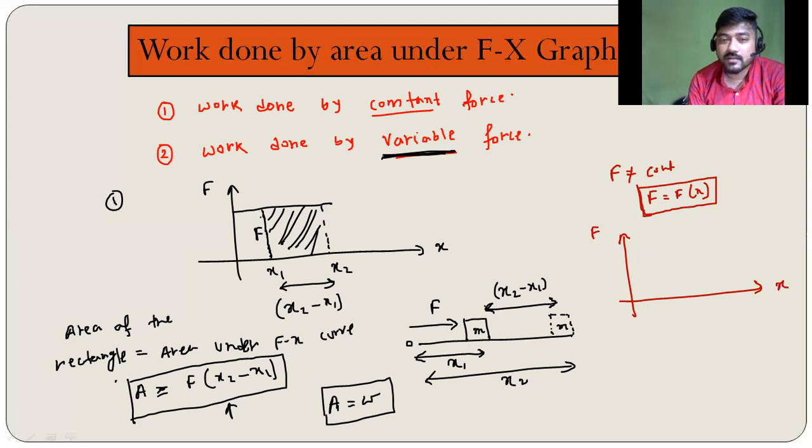And in that case, you will not get a straight line, but you will get a curved line. Suppose this is F of x. This is the force. This is the graph between force and displacement. And you just want to find out again the work done for the displacement x2 minus x1. So here is the initial position x1, and here is the final position x2.